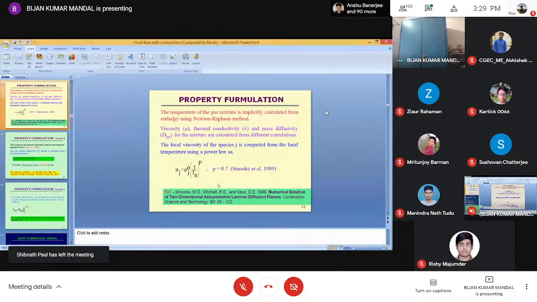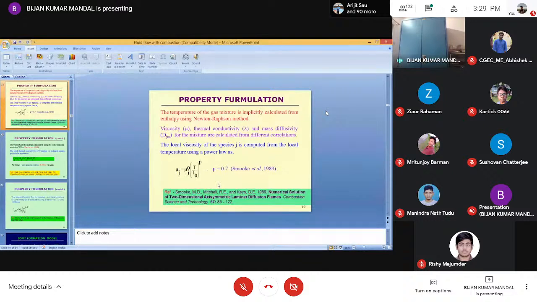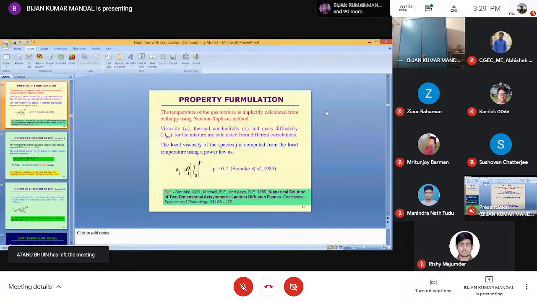They are considered such that these properties vary with temperature, so that variation is also taken care of. You can see that viscosity is taken like this: a standard one, T by T0 to the power p, and p is equal to 0.7, taken from the previous one. So that is for a particular species.